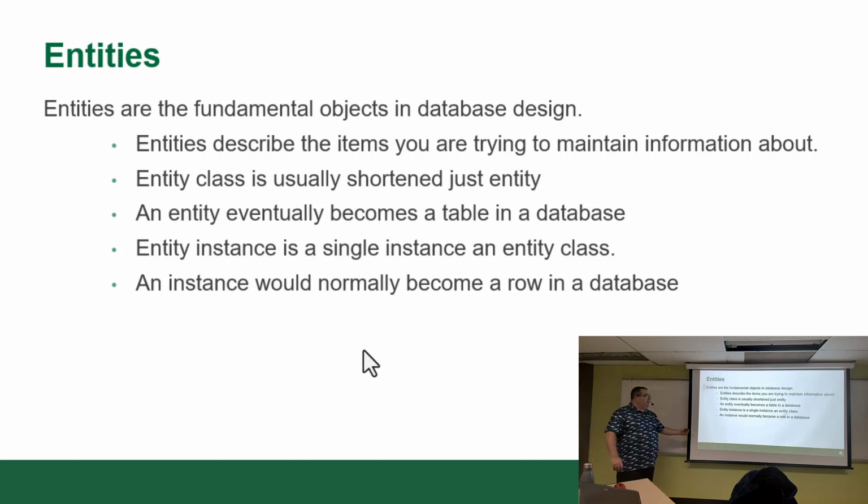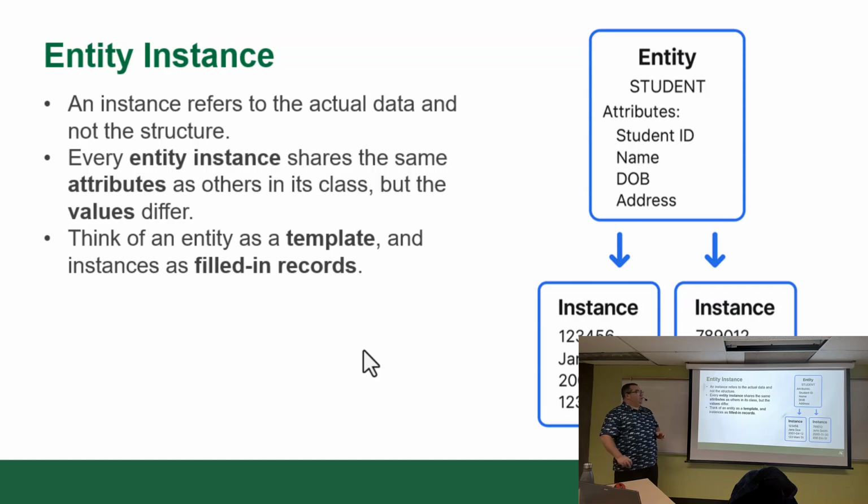An entity instance is a single instance of an entity class, okay? Remember your table? You'd run a query, and you had rows that would come back. Those rows are instances. An instance normally becomes a row in a database. An instance refers to the actual data, not the structure. Every entity instance shares the same attributes as all others. So every row in the database had the same columns, right?